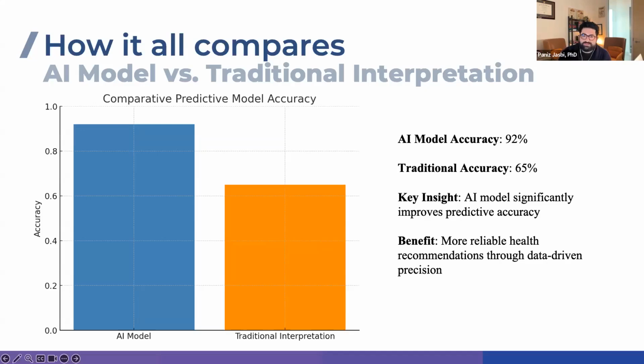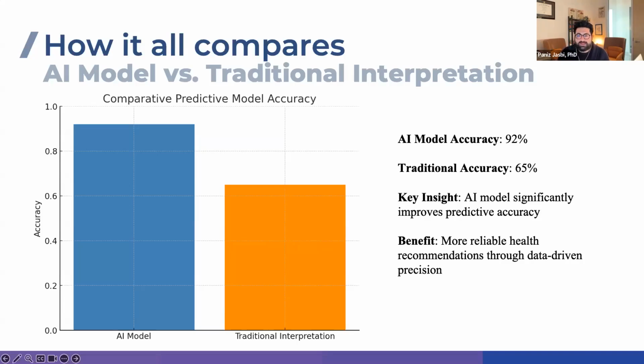Now, in contrast, the traditional methods, which are, of course, physician review, reach only about 65% accuracy. And that's not the physician's fault. Keep in mind, this is a lot of data to go through. These are not simple blood work panels. These are highly orchestrated and detailed metabolic profiles that, again, have been curated with an eye toward increasing metabolome coverage.